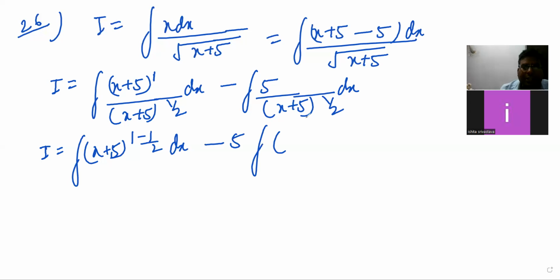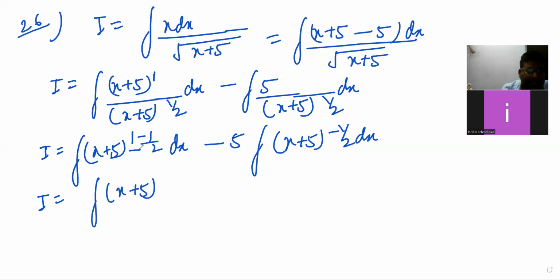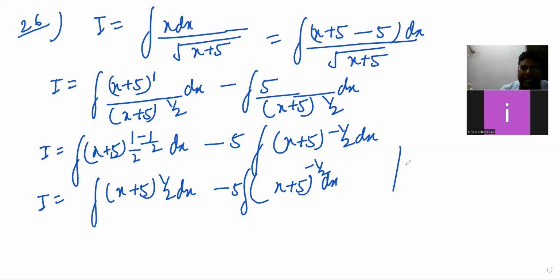So take this one on numerator, then it will become (x plus 5) raised to minus 1 upon 2 into dx, right? Now take the LCM, then it will be I equal to integration of (x plus 5). LCM is here 2. So it will be 2 minus 1, that will be half into dx. Minus of 5 integration (x plus 5) into dx. Power is minus half. So in integration we add power, right?